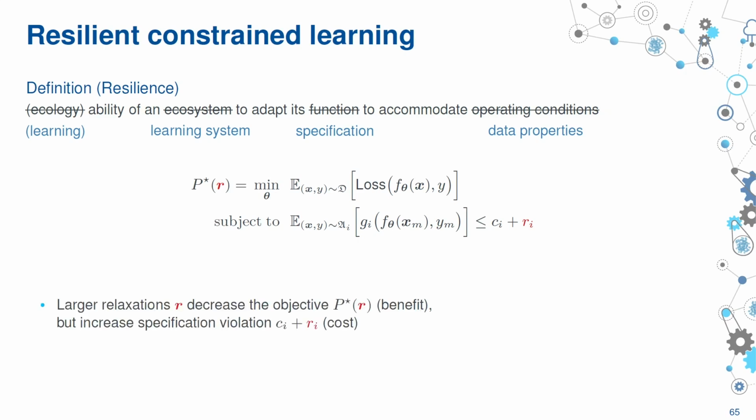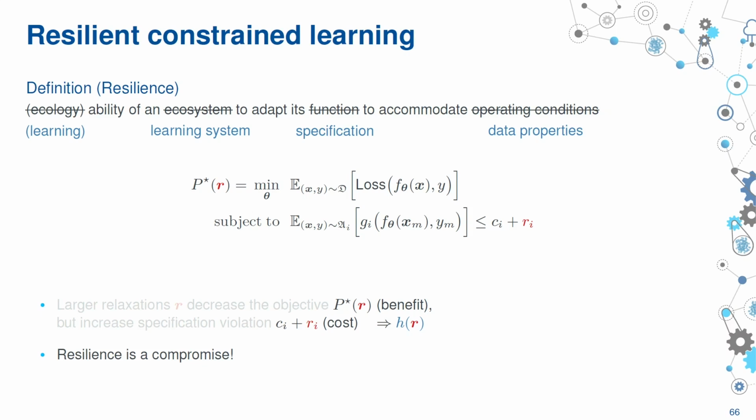When you introduce a relaxation, something interesting happens, by the way, which is that relaxations are good from the point of view of the objective. But of course, relaxations are bad from the fact that you are relaxing your constraints. So relaxations, which in this case we call resilience, are a compromise between the benefit of the relaxation and the cost of the relaxation.